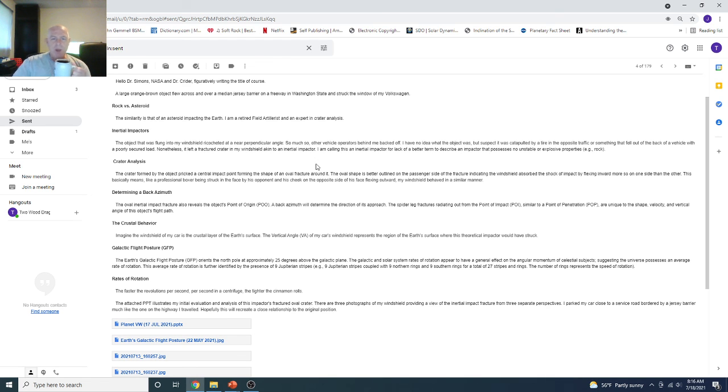All right. And, right, on the face of the outward. My windshield behaved in a similar manner. Sorry, my tongue got tangled and it sounded a little strange. Determined in back azimuth. The oval inertial impact fracture also reveals the object's point of origin.